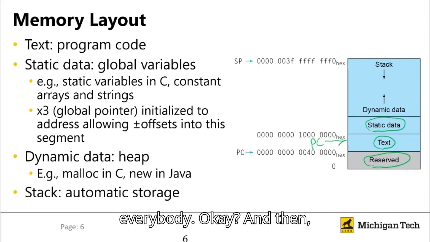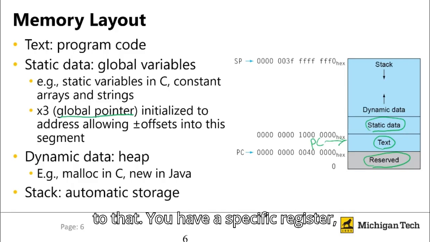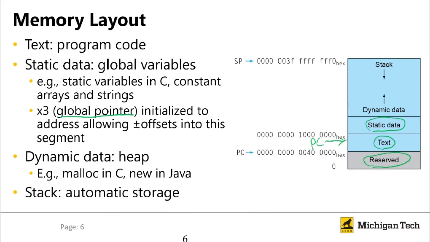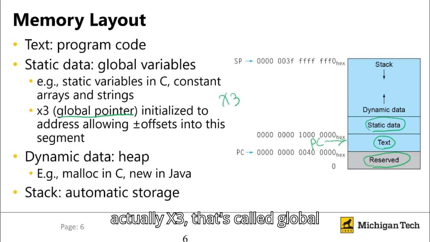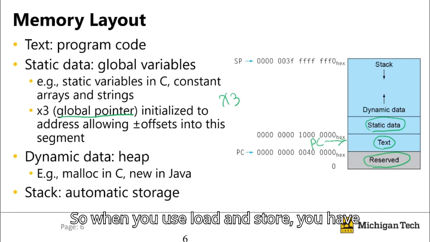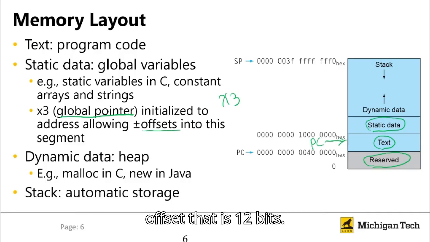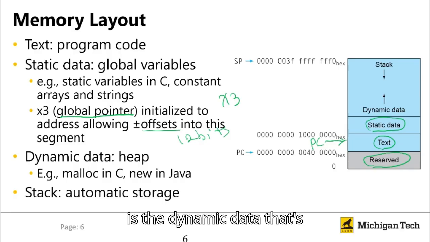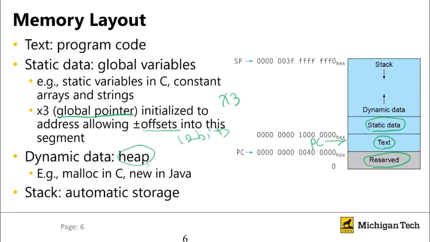Okay, and this global pointer points to that. You have a specific register, X3, called the global pointer, and you can access it using load and store. When you use load and store, you have an offset that is 12 bits. And then the rest is the dynamic data, also called the heap.